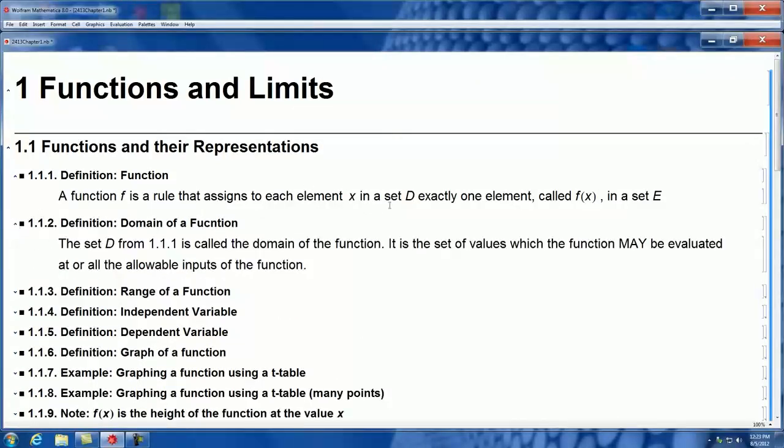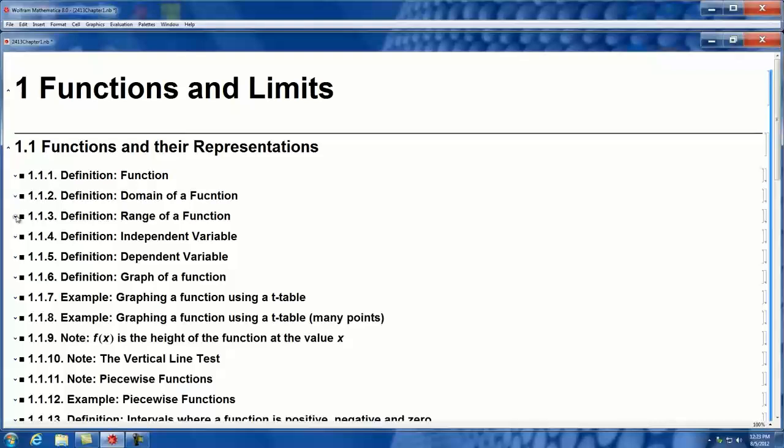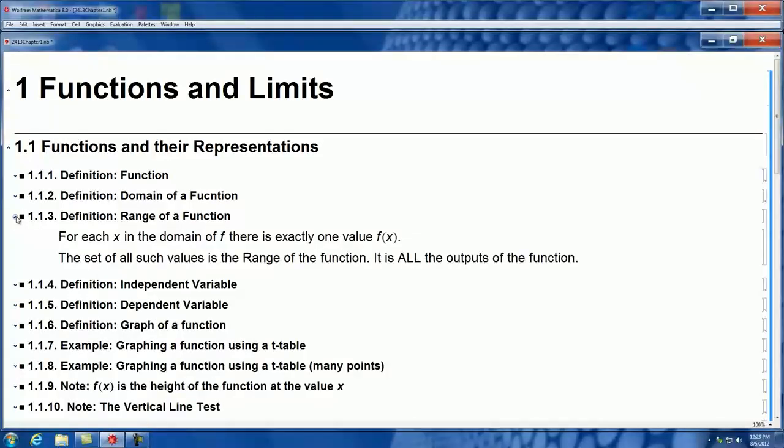The set D from this example, where your x's come from, is called the domain of the function. And it is the set of values which the function may be evaluated at, or all the allowable inputs of the function. So everything that can go into the function is called its domain. All right, the range of a function: for every x that you plug in from the domain, the function sends that x to exactly one value, f of x. All of the things that come out of the function is called the range of the function. So the range is all the outputs.